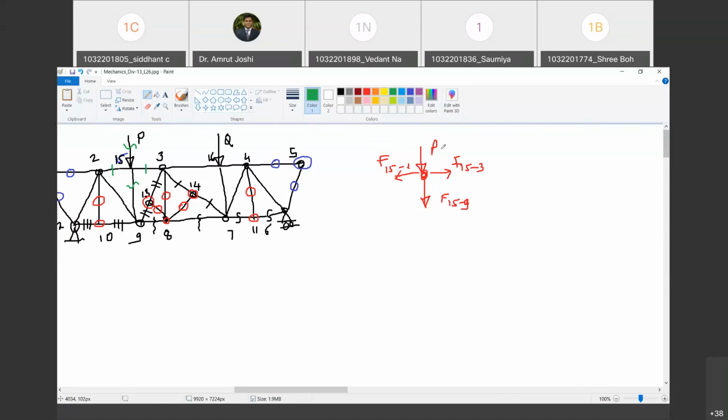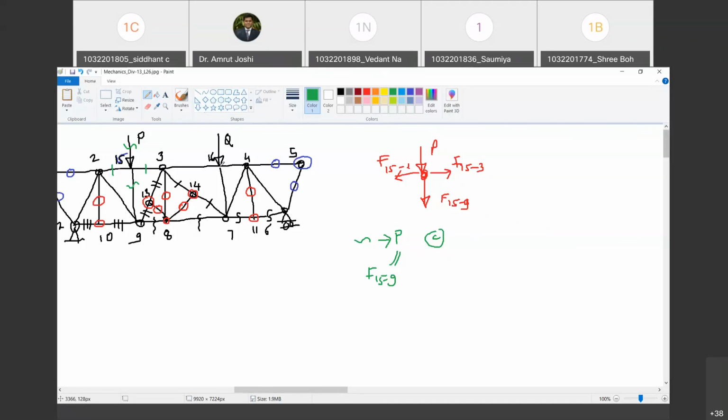Now, what is the nature of P? Is it compressive towards the pin? Yes. So this member is going to carry a compressive force of magnitude P. This is going to be the force in member 15-9. So without doing anything, merely by applying the third rule, I am able to know the force in one of the members. Isn't it great? We have not done anything yet, no method of joints, no method of sections. Just observation. Based on the observation and rules, we could find the force in a particular member.